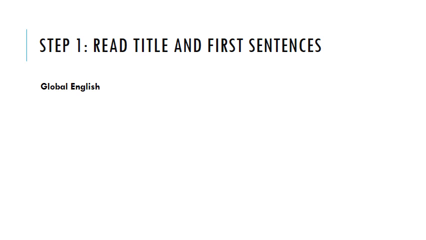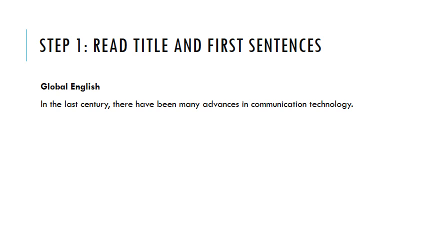So the title of this article is Global English. Okay, and so we can guess that this is going to be about English and something about it being in the globe or all over the world. So our first sentence is, "In the last century there have been many advances in communication technology." Now if we look here, we don't see anything that's the same as Global English. There's no mention of English, and it's starting with technology, so maybe it's going to be talking about that.